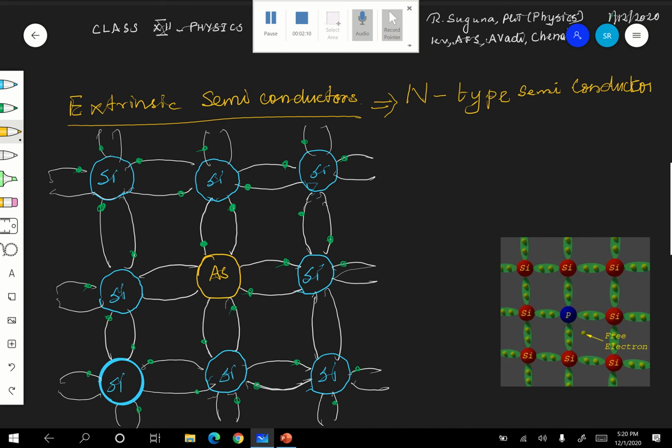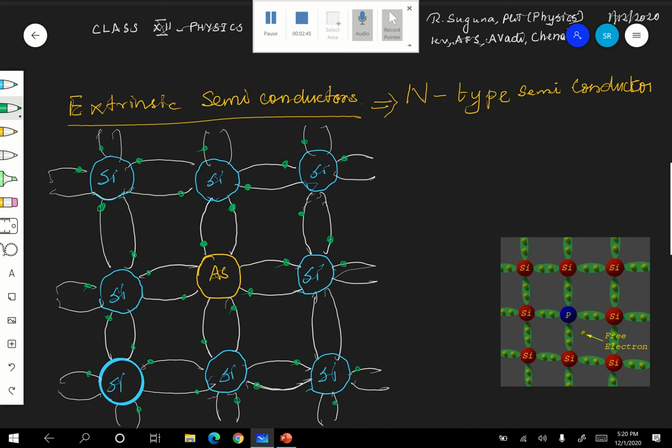And what happens because of that? Because it is pentavalent, it means 5 electrons are there. Of these 5 electrons, what happens? I told you the conditions for the impurity: the size of the impurity atom should be the same as that of the semiconductor atom, so that it can go and replace a silicon atom without changing the atomic structure of the semiconductor.